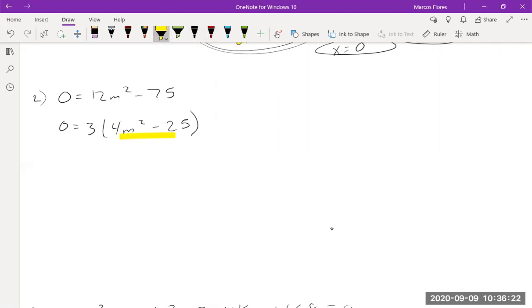What do we notice about this here? The difference of squares. Perfect. It is a difference, because the negative, of squares. M squared is a perfect square. 4 is a perfect square, and so is 25. So we should know by now that the rule is this will become 2m minus 5 and 2m plus 5. And that's still equal to 0.